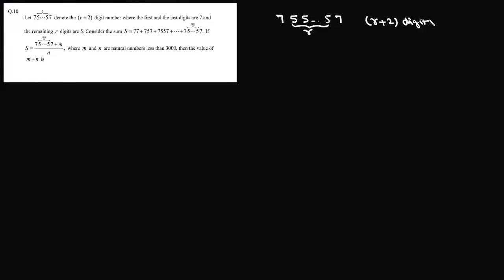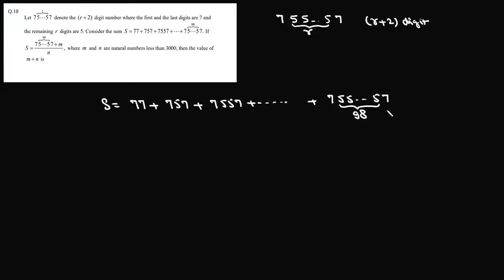So consider the sum as 77 plus 757 plus 7557 and goes all the way up to 75557, and here we are taking them 98 times. So basically it's a 100 digit number.